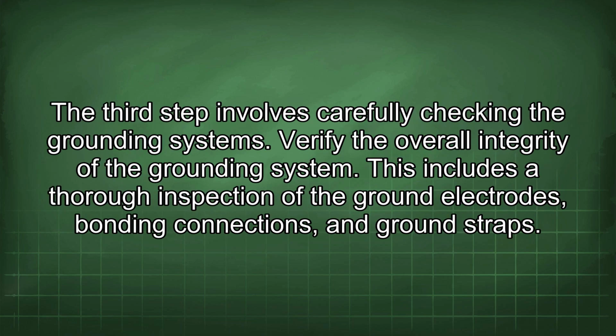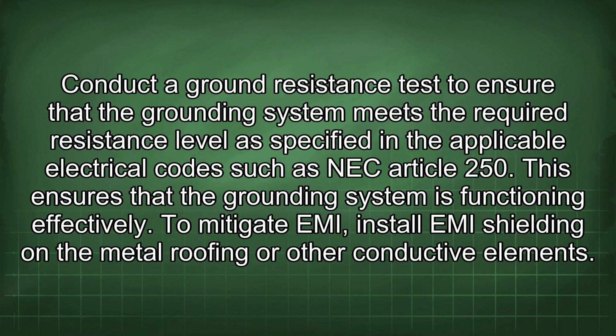The third step involves carefully checking the grounding systems. Verify the overall integrity of the grounding system. This includes a thorough inspection of the ground electrodes, bonding connections, and ground straps. Conduct a ground resistance test to ensure that the grounding system meets the required resistance level as specified in the applicable electrical codes such as NEC Article 250. This ensures that the grounding system is functioning effectively.